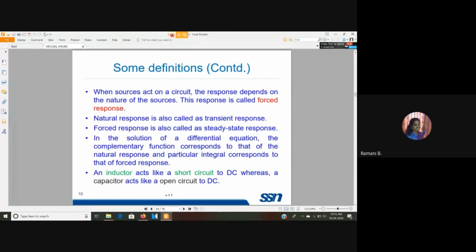And you need to have one thing in mind when we do the analysis of RL and RC circuits for transients. That is, the inductor acts as a short circuit to DC and the capacitor acts as an open circuit to DC. This is an important point you need to remember.